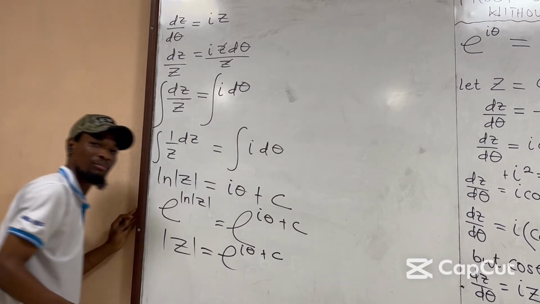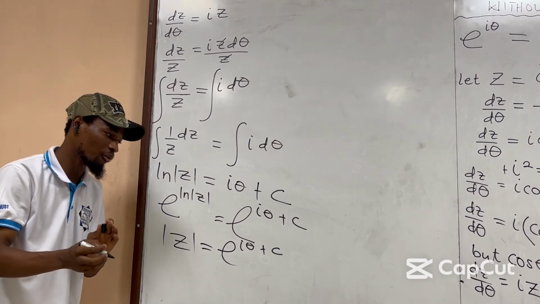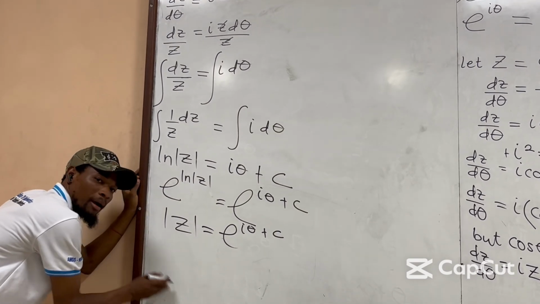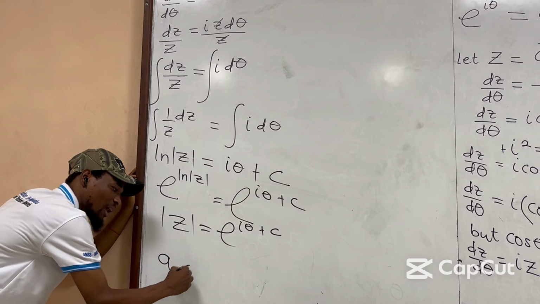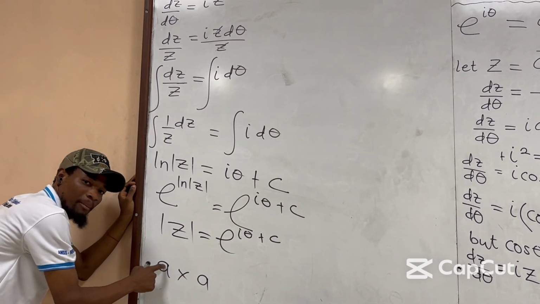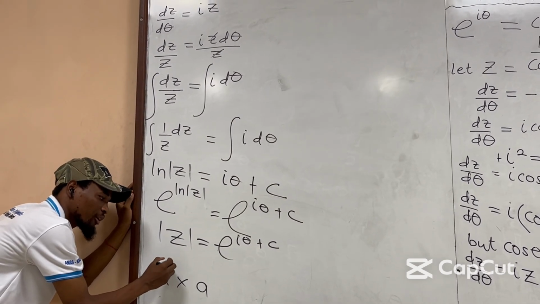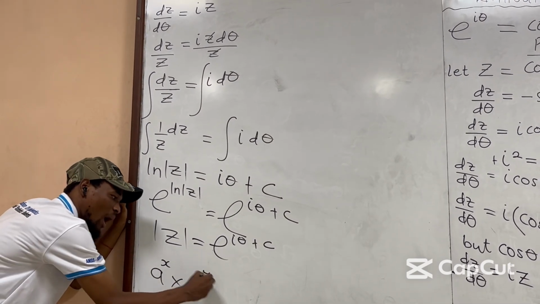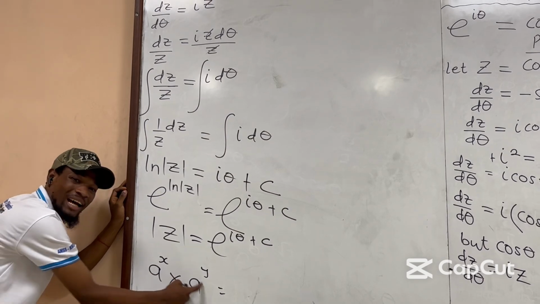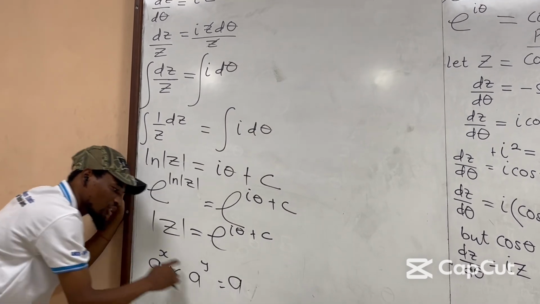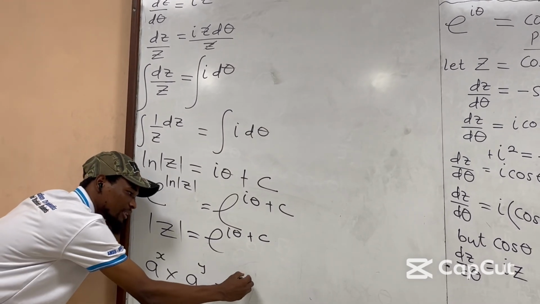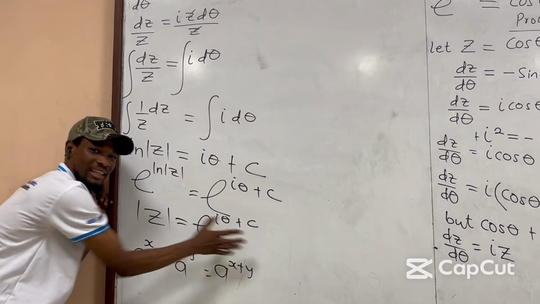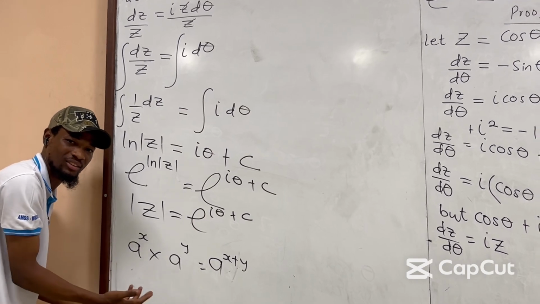Now, according to the law of indices, whenever you have the same base multiplying, say you have e to the x, then e to the y, because the bases are the same, you pick one and add their powers, x plus y. So you can also split this using the law of indices.